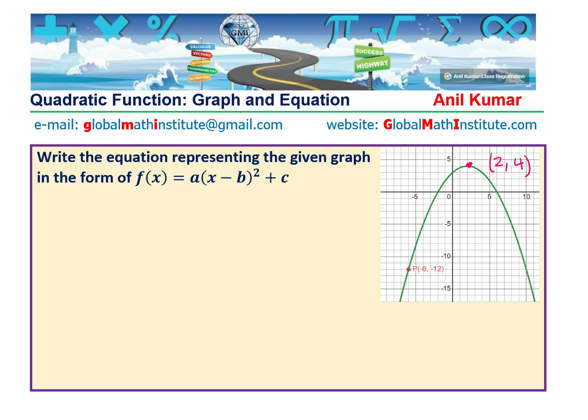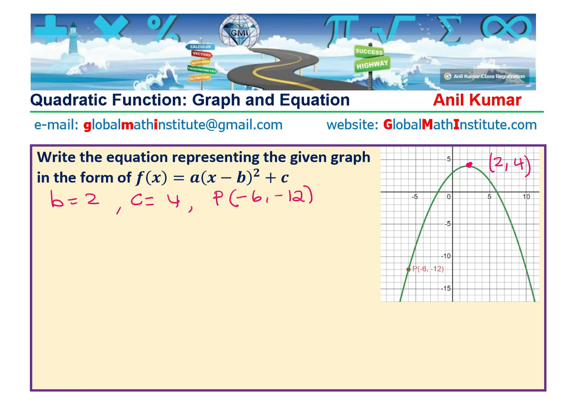So we get the value of b and c. So b is equal to 2 and c is equal to 4, correct? The point is given to us. You need to use this point, which is minus 6 minus 12. The point will give you the a value.